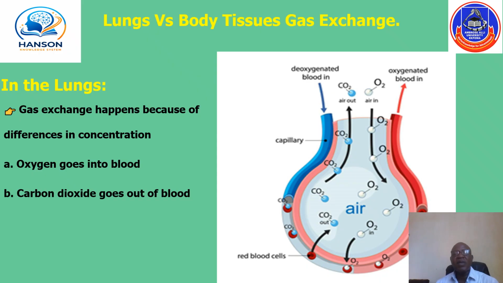Air in the lungs is high in oxygen, and low in carbon dioxide. Oxygen moves into the blood from the lungs. This happens by diffusion, of course, from high concentration to low concentration.